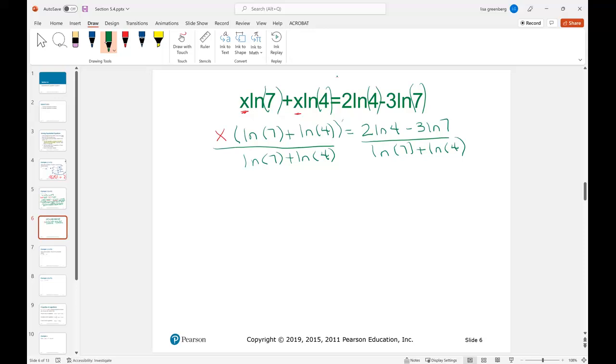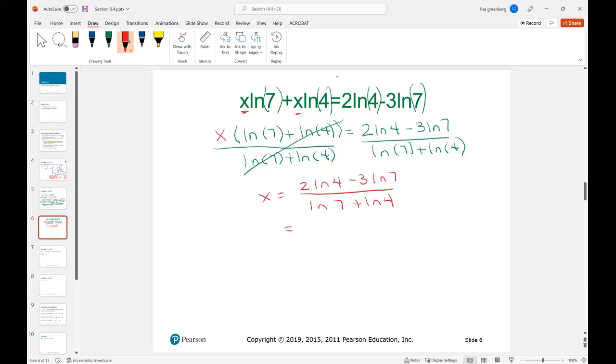Okay, and then these cancel, and I end up with x equals 2 ln of 4 minus 3 ln of 7 divided by ln of 7 plus ln of 4. Now, if you feel really comfortable with your calculator and you want to just put it in like this, you can. Or if you feel more comfortable with the log rules, we could do this.